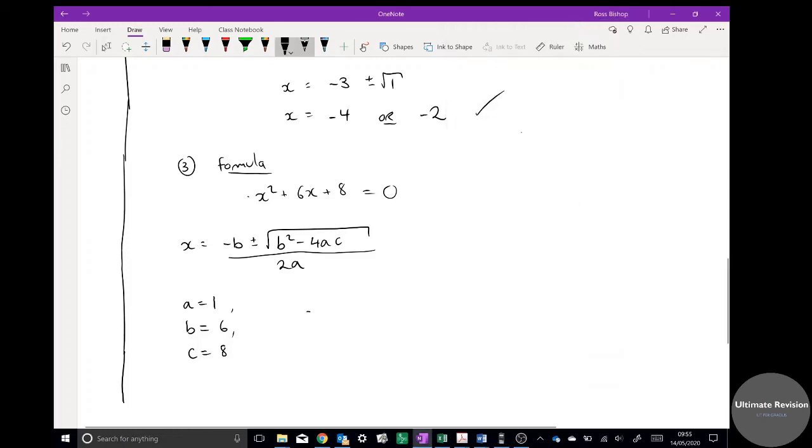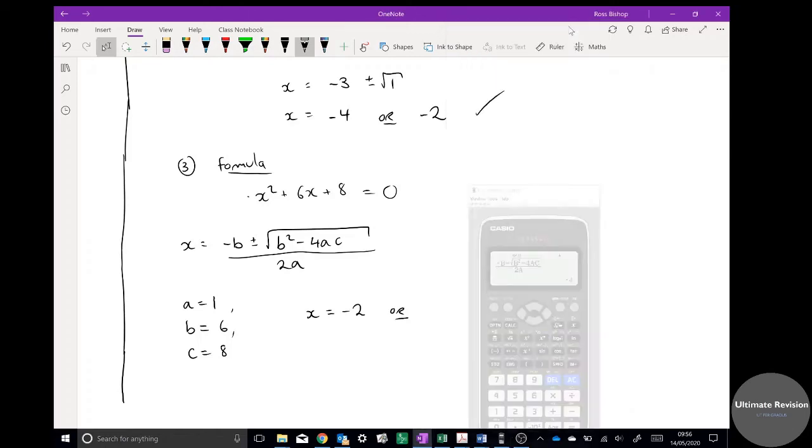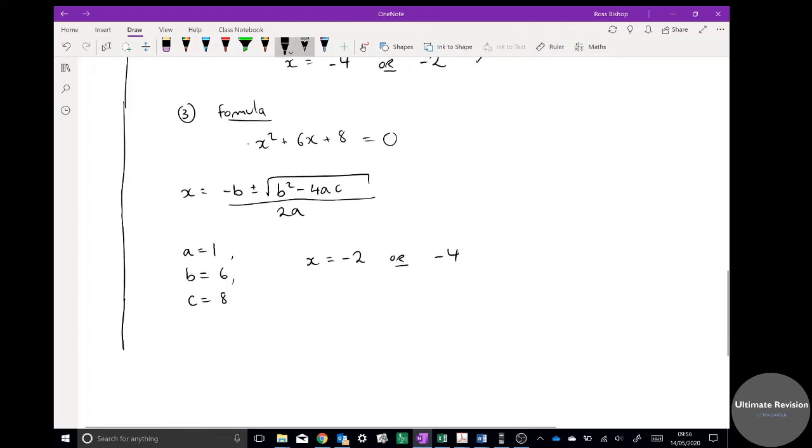So x equals minus 2. Or go back into my calculator. All I need to do is change that positive there to a negative, and then press calc again. Don't clear it, press calc again. 6, and it gives me the minus 4 there. So that's a good way of doing it using your calculator. Again, we get the same answers, which is really good.